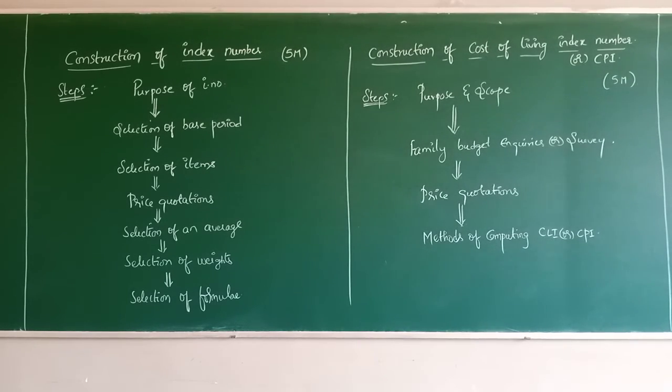And the fourth one is price quotations, obtaining price quotations. What does it mean? Once the items are selected, what items are to be selected for finding an index number? After the items are selected, we have to obtain price quotations for each and every item. Remember, we know that prices may vary from place to place, shop to shop, area to area, in the same market. Clear?